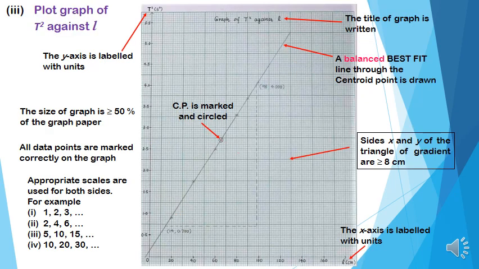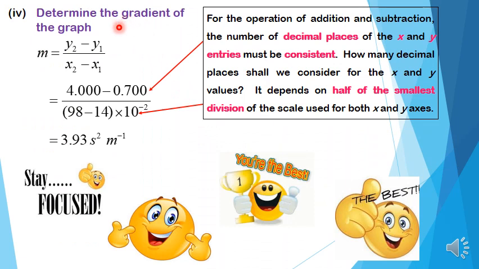For the calculation of the gradient of the graph, we need to draw a triangle of gradient. The sides of the triangle of gradient are at least 8 cm in length. Then we label the coordinates of the triangle of the gradient on the graph. Roman 4. Determine the gradient of the graph. The formula of the gradient is given by y2 minus y1 divided by x2 minus x1. y2 and y1 are the y coordinates of the triangle of gradient, whereas x2 and x1 are the x coordinates of the triangle of gradient.